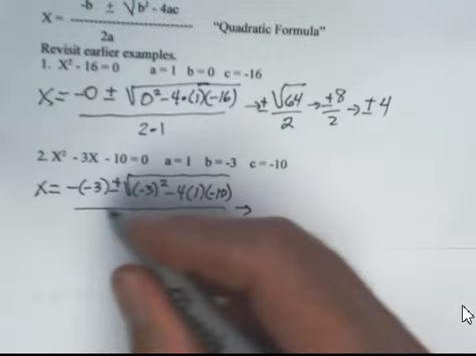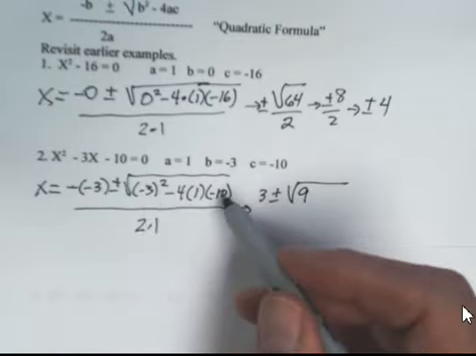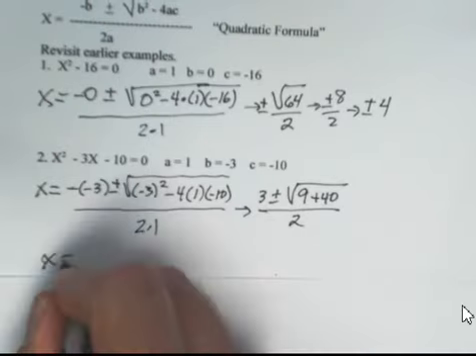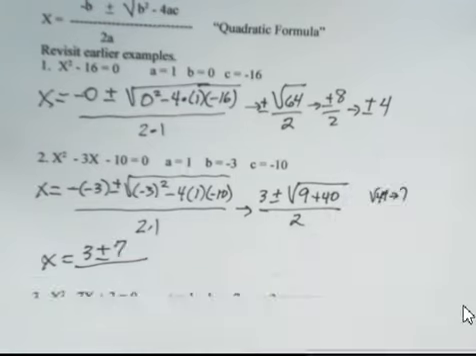So the minus a minus 3, I'm going to get a plus 3. Plus or minus square root. Minus 3 times itself generates plus 9. Minus 4 times minus 10, I get a 40. And here's a 2. And now a little bit more space, but x is going to be 3 plus or minus, and let's go ahead and evaluate here. 9 plus 40, that would be 49, and the square root of 49 generates a 7. So 3 plus or minus 7 divided by 2.